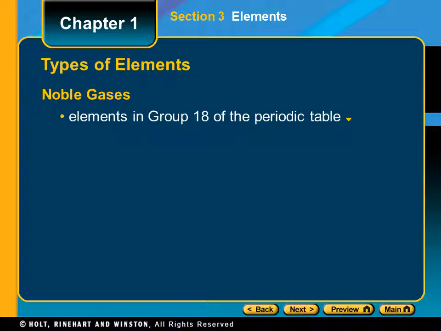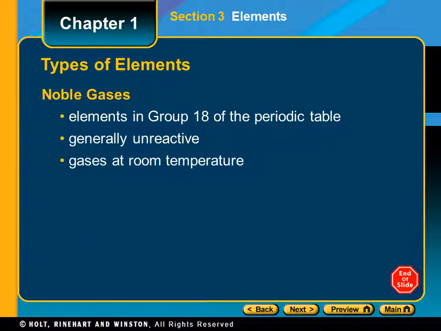The noble gases, you'll find these on your periodic table in group 18. Noble gases, one of the reasons they're called noble is because they're unreactive, generally speaking. At room temperature, they are gases.